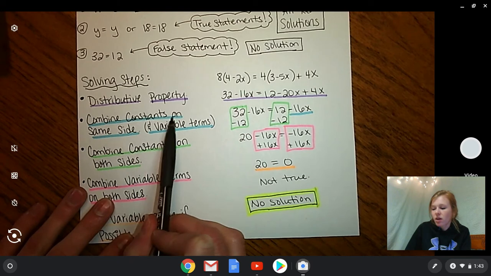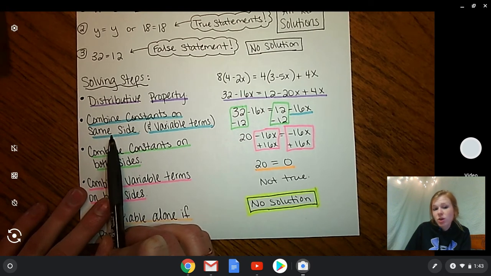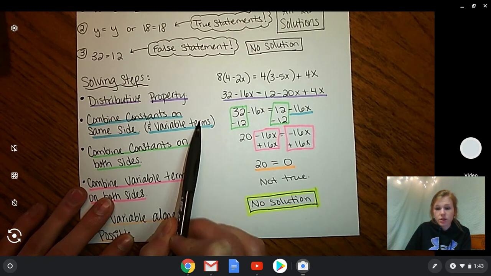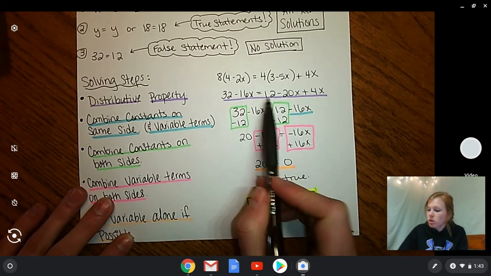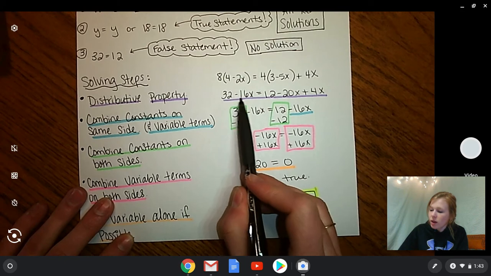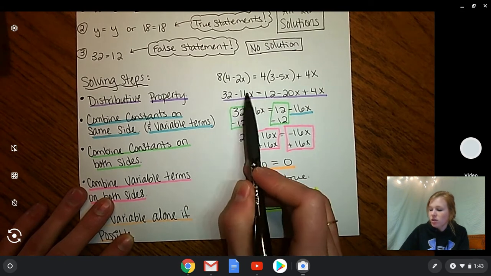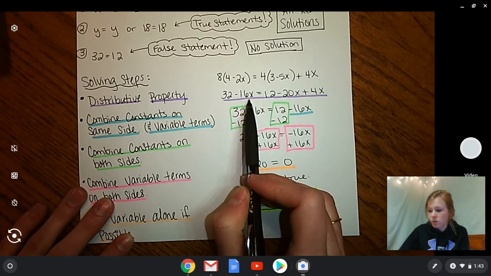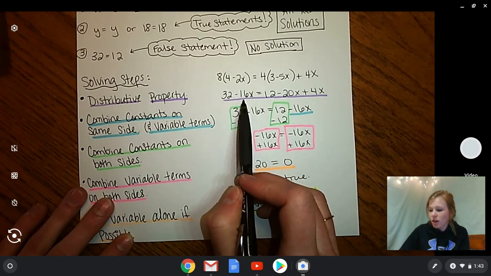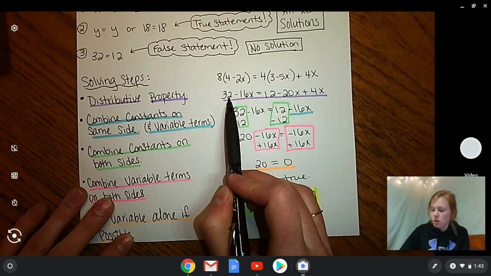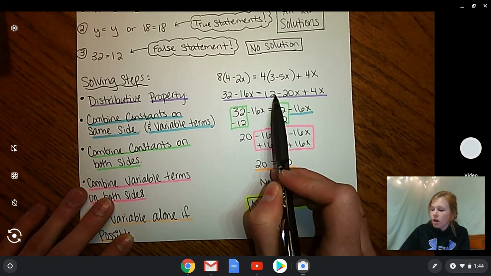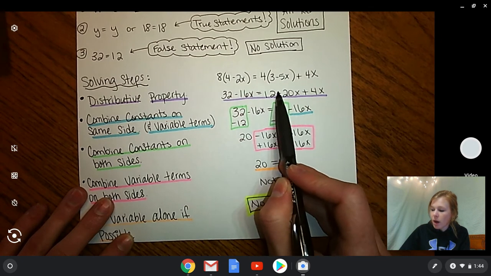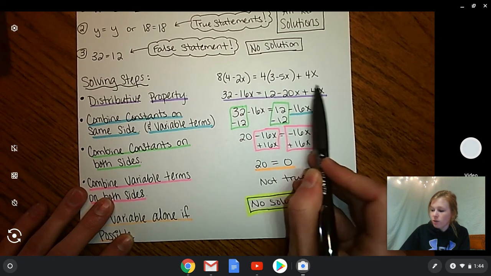I need to combine the constants that are on the same side of the equation, and I need to combine the variables that are on the same side of the equation. So what I'm going to do is look at this and say, okay, looking at this side, these are not like terms. So in a sense, this blue step is combining like terms. These, nope, not like terms. This one has an x, this one doesn't. I go over here. Okay, this is a constant. This one has an x, this one has an x. I can combine negative 20x and 4x.